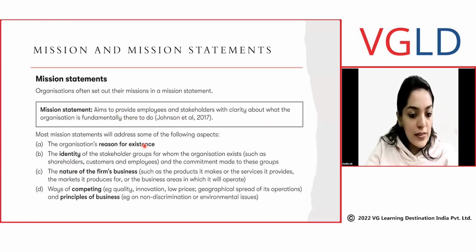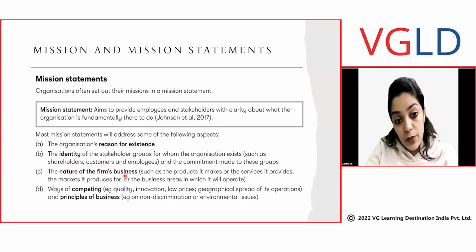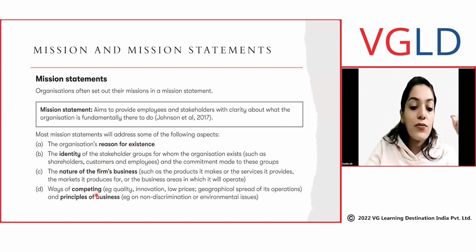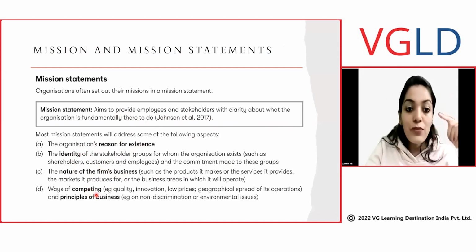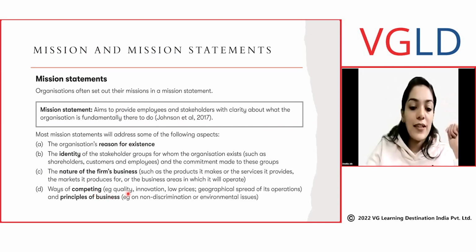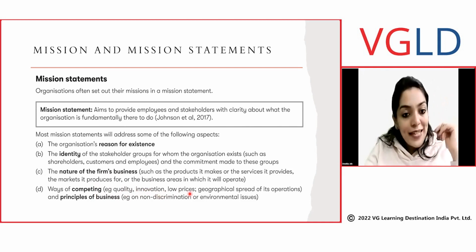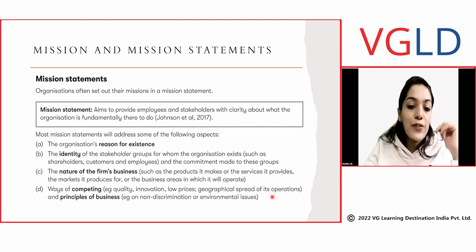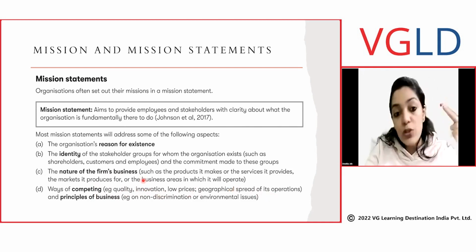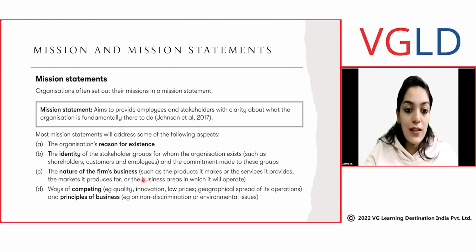Right? We have gone through reasons for existence, the identity, the nature of the firm's business, and ways of competing. See, you were seeing the competitive strategies which the company is following, given on ITC's website. Ways of competing, example, quality, innovation. They want to be world class. For example, quality, innovation, low prices, geographical spread of its operations. Nation orientation was one of these strategies, right? They mentioned. So they want to be available nationally and then also internationally.